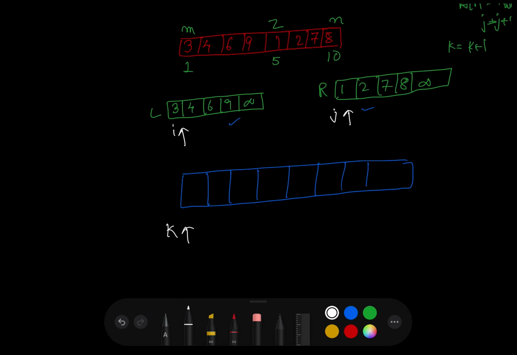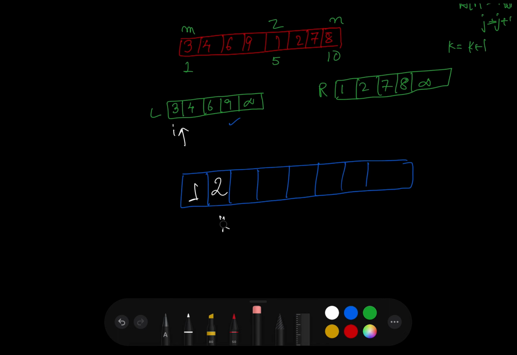And the previous algorithm now runs. Let's see. Now 3 is compared to 1. 1 is the smaller, so 1 comes down to here, and now k will get incremented as well as j gets incremented. j comes down to here, and k comes down to here. Now 3 is compared to 2. Now 2 is smaller, so 2 will come down to here.